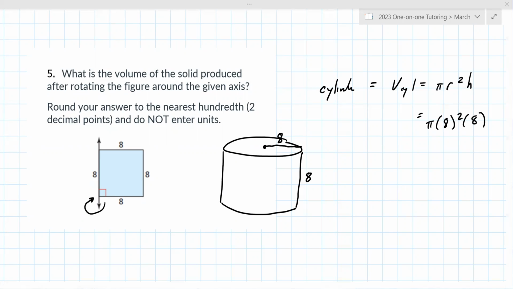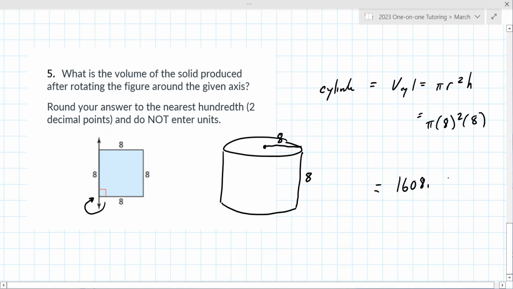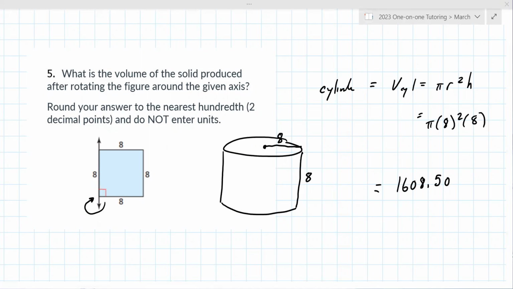Let me do that as well. Let me know when you've got an answer there. I got 1,608.50. Yes, good. So it's 495. That 5 rounds the 9 up to 0, 0 to, and then the 4 goes up to 5. So really good. Let me grab the next one here.